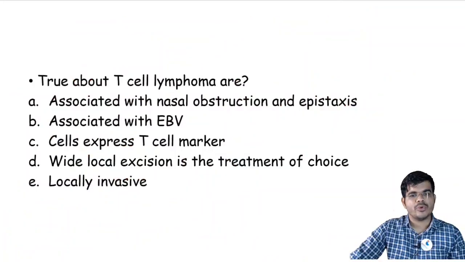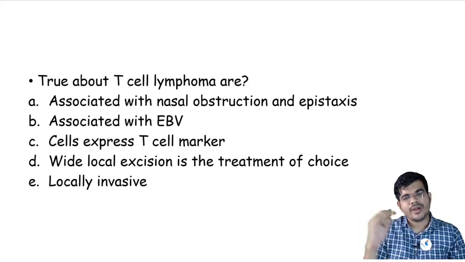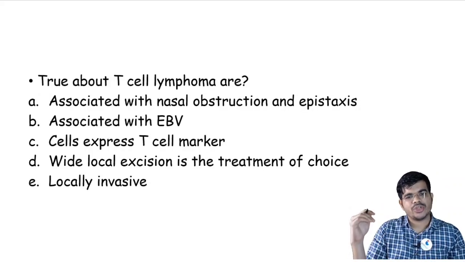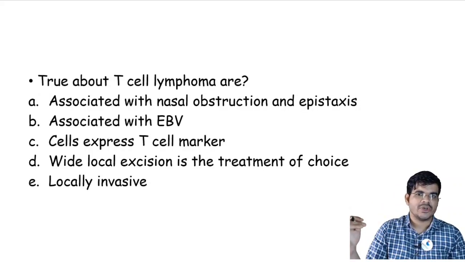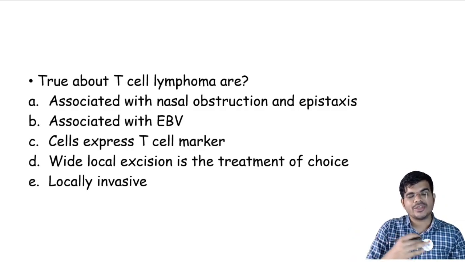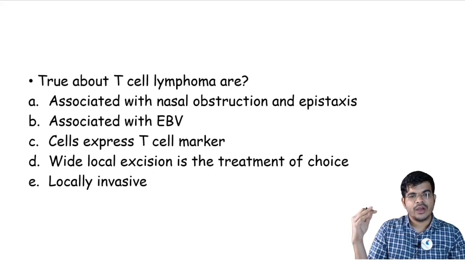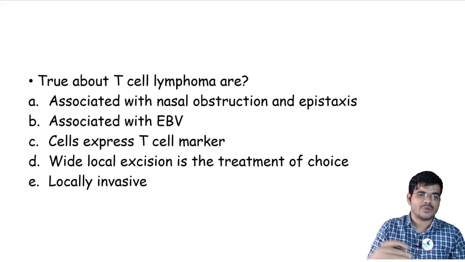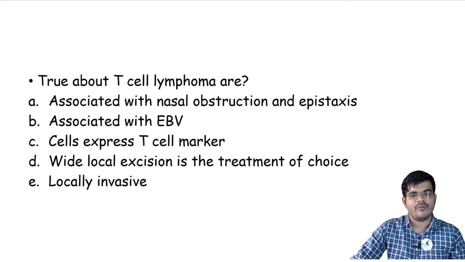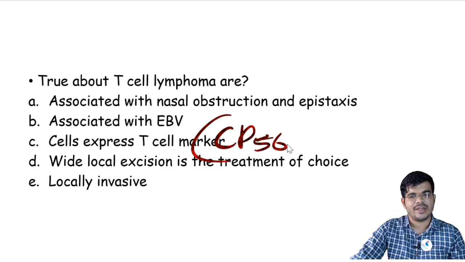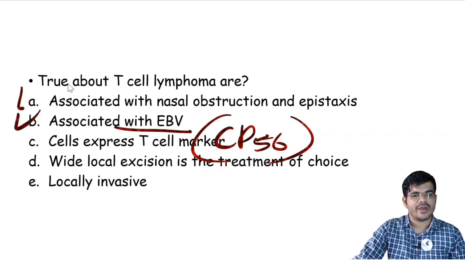Now coming to one of the questions that has been asked: true about T-cell lymphoma are associated with nasal obstruction and epistaxis? Yes, it is true. Associated with EBV. I forgot to tell you, T-cell lymphoma is associated with Epstein-Barr virus. Also it has got expression of T-cell marker. That is why it is a T-cell lymphoma. What is the marker associated? It is CD56.